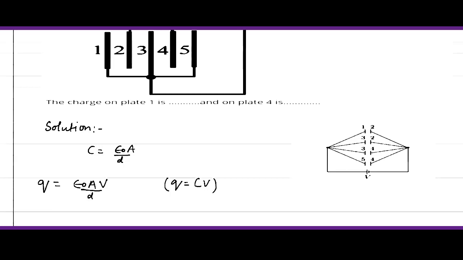So since plate 1 is connected to the positive terminal of the battery and is not a part of any other capacitor except the first, the charge on this plate will be Q1 equal to plus epsilon naught A V by D.